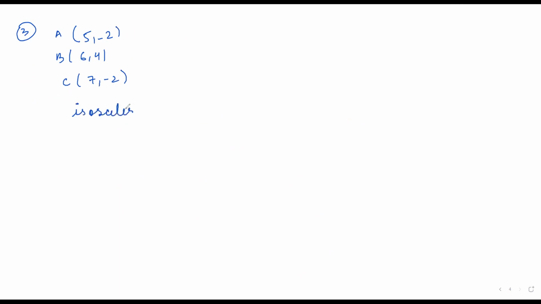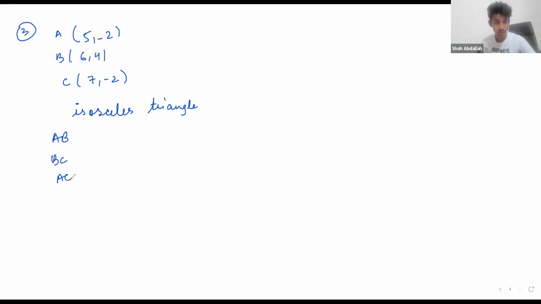Now what is an isosceles triangle? Only two have to be equal, and the third has to not be equal. Exactly. So you will calculate these distances AB, BC, AC. The two distances should come out to be equal, right? What if the third is equal? Then it will be an equilateral triangle. So I think you can do it, right?